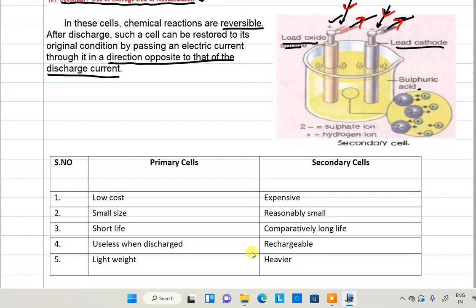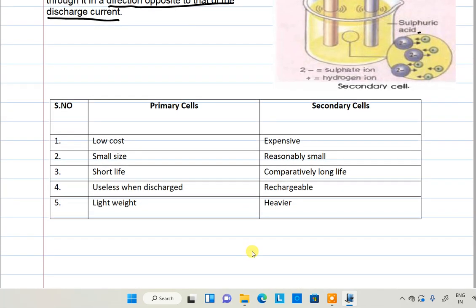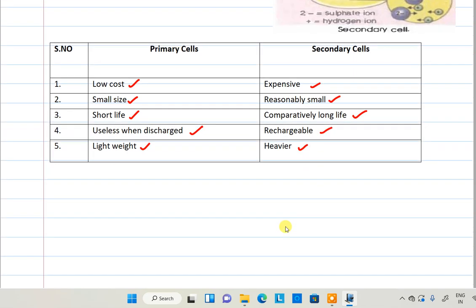Secondary cells comparison. What are the comparisons between primary cells and secondary cells? Primary cells have a low cost, secondary cells are expensive. Primary cells are small in size, secondary cells are reasonably small. Primary cells have a short life, but secondary cells have a comparatively long life because they are reusable. Primary cells are useless when discharged, secondary cells are rechargeable. Primary cells are lightweight, secondary cells are heavier. So these are the comparisons for primary and secondary cells.